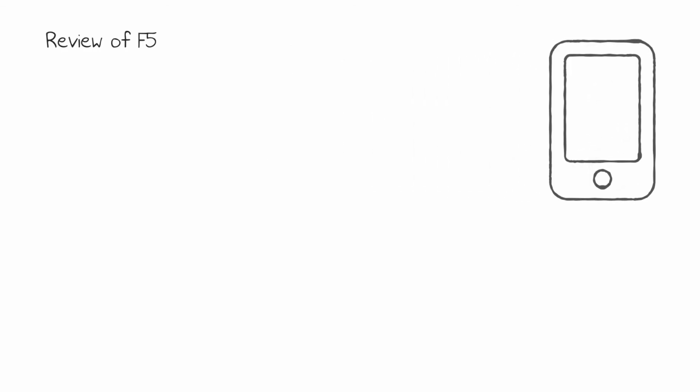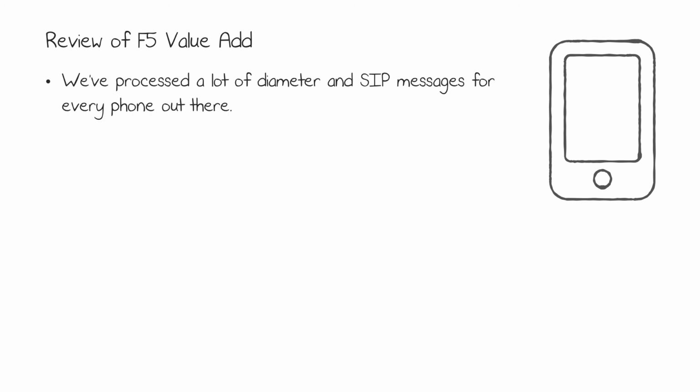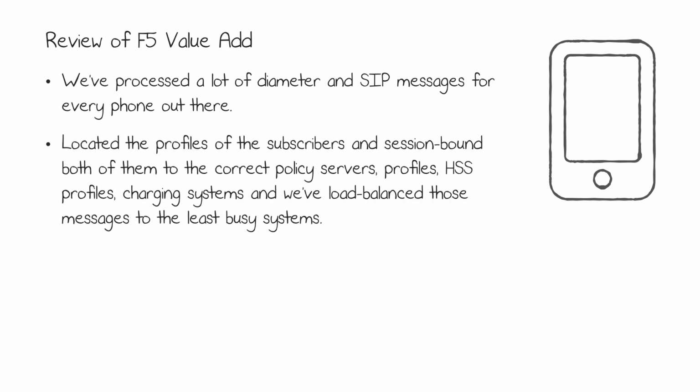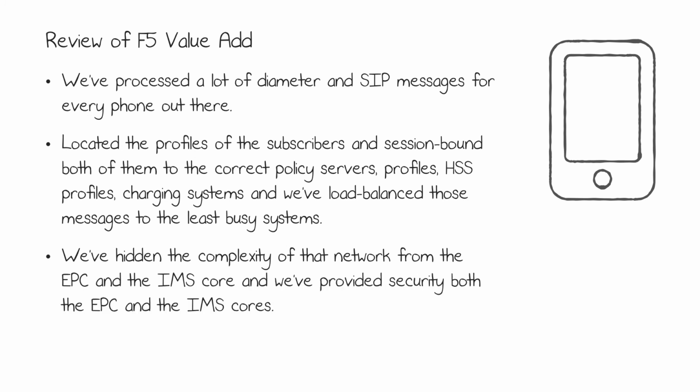So let's review what value the F5 boxes have added to the LTE network for the service provider. We've processed a lot of Diameter and SIP messages for every phone out there. We've located the profiles of the subscribers and session bound them to the correct policy servers, HSS profiles, and charging systems. And we've load balanced those messages to the least busy systems. We've hidden the complexity of that network from the EPC and the IMS core, and we've provided security for both the EPC and the IMS core.